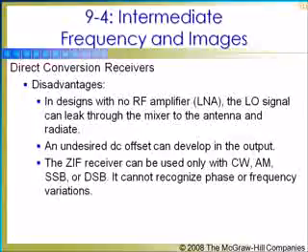While the disadvantages of DC receivers are, in designs with no RF amplifier or the LNA, the LO signal can leak through the mixer to the antenna and radiate. A LNA reduces this likelihood. Careful design is required to minimize this radiation. Second is an undesired DC offset can develop in the output. And last is that ZIF receiver can be used only with the CW, AM, SSB, or DSB. It cannot recognize phase or frequency variation.